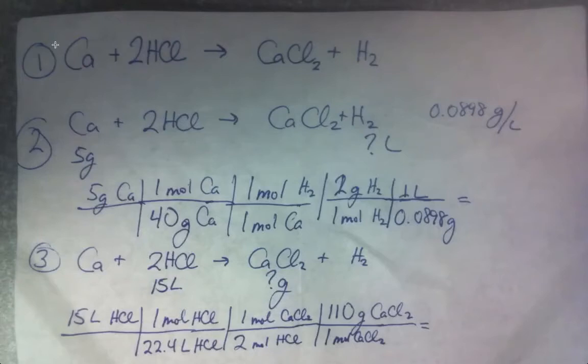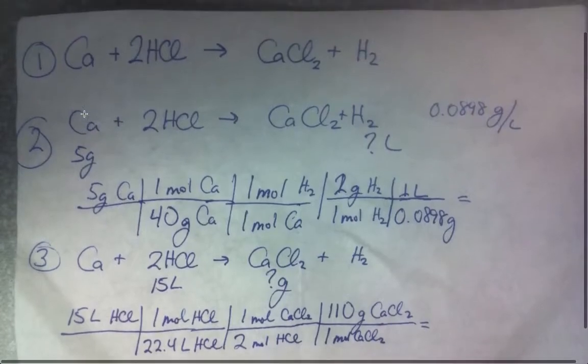Okay, here is the explanation of the quiz. For the quiz, I'm not going to explain the balance equation too much. Well, okay, I'll explain it. You have calcium with hydrochloric acid produces calcium chloride plus hydrogen gas.